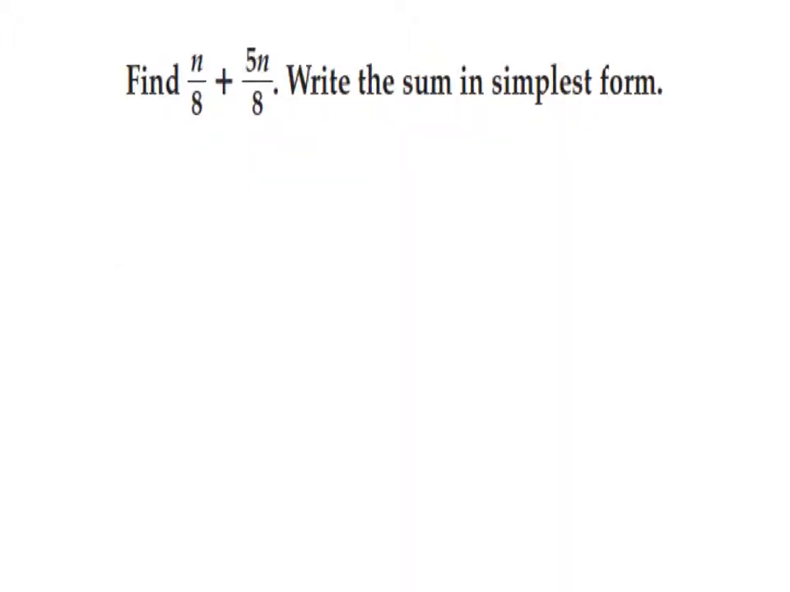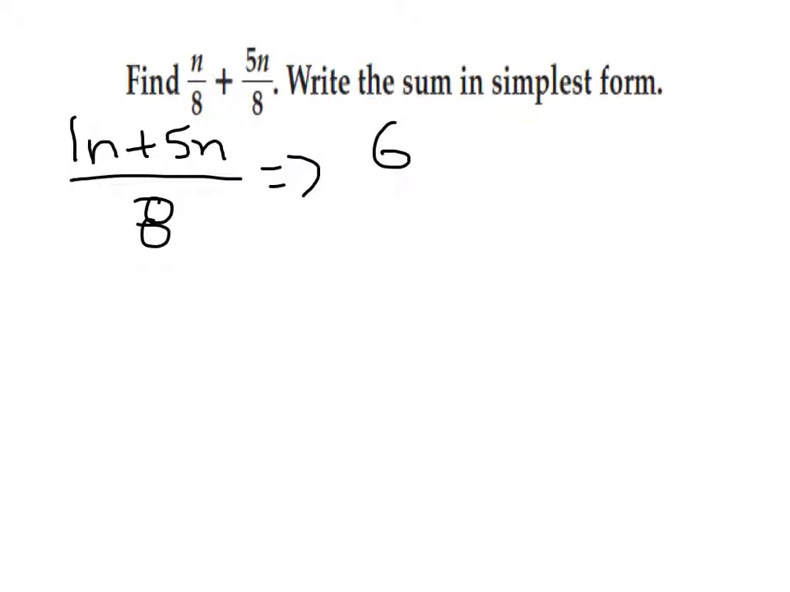In this slide, we are going to find the sum of two algebraic expressions, n over 8 plus 5n over 8. So we know that we have common denominators, so we're going to go ahead and keep our denominators. That means we're going to look at our numerator. I have n, or 1n, plus 5n. Both of these are like terms. That means I'm allowed to add or subtract them. So 1 plus 5 is 6, and we bring the n along. The denominator stays the same.